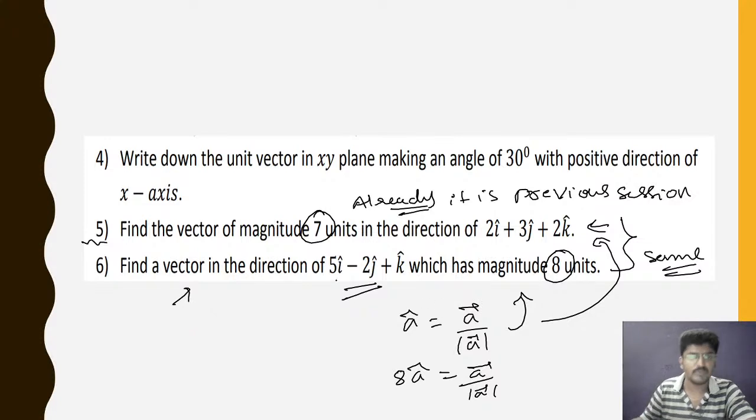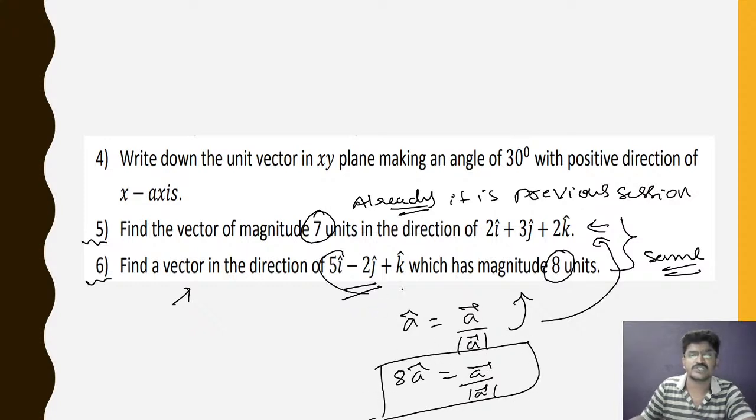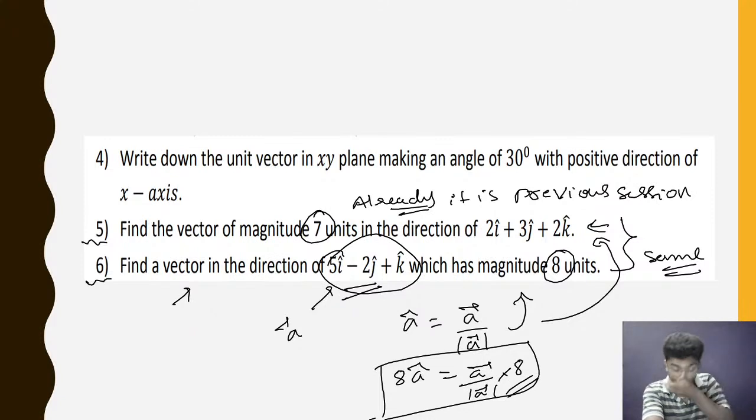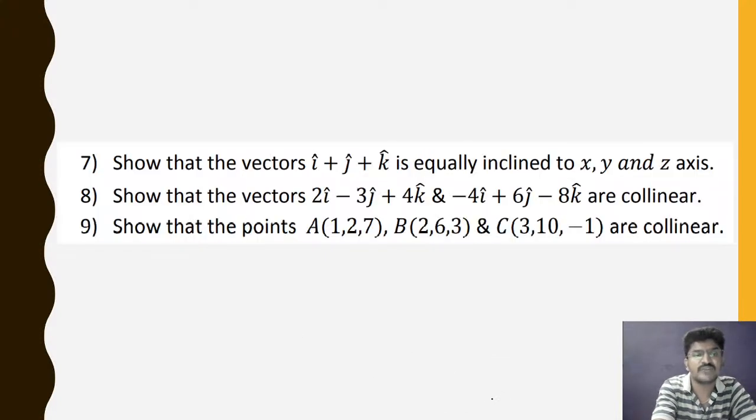For the fifth and sixth problems, you can see my previous video, in which it is available. First you use this formula. If you use this formula, you will get the answer. Vector A is this term. You can find the magnitude of vector A and write it here, and just multiply it with 8. No problem, you will get your required answer. Clear? Okay, now I will go to problem number 7.